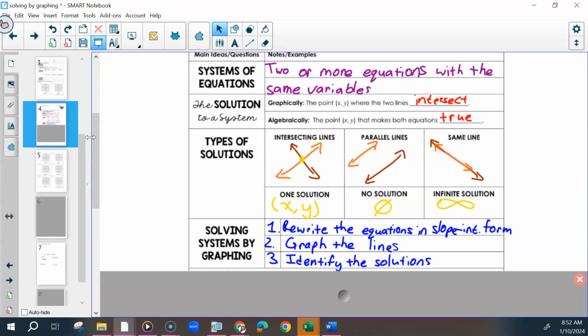And then to solve systems by graphing, we do the following 3 things. Rewrite the equations in slope-intercept form, if they're not already. Graph the lines, and after we graph them, we should be able to see what type of solution they have.